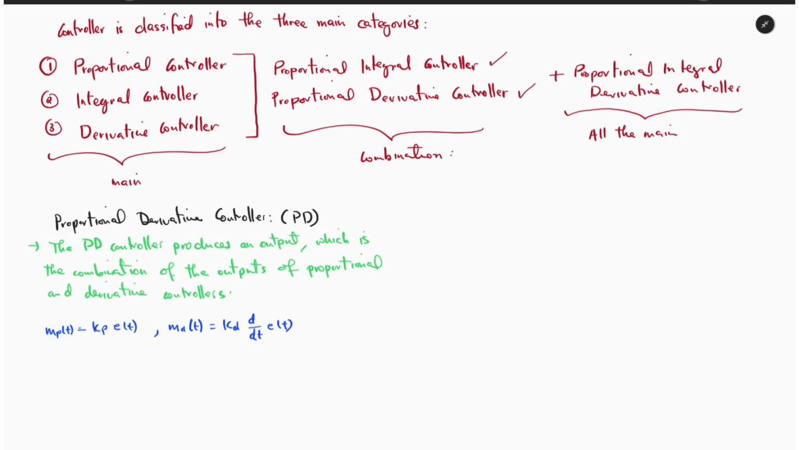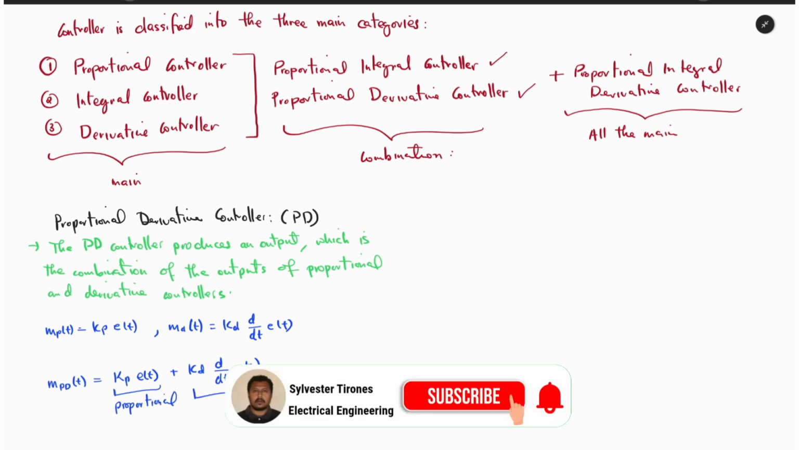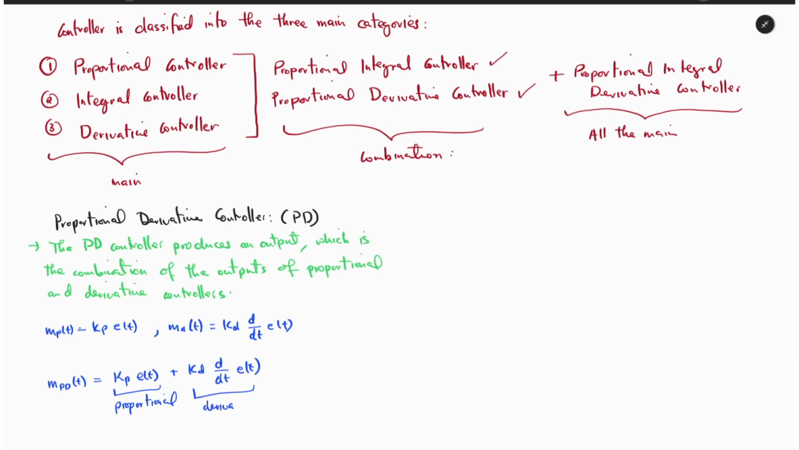Now, for the PD controller, we can define the mathematical equation such that MPD(t) is equivalent to KP e(t) plus KD d/dt e(t), and this represents the proportional, and this represents the derivative controller equation.